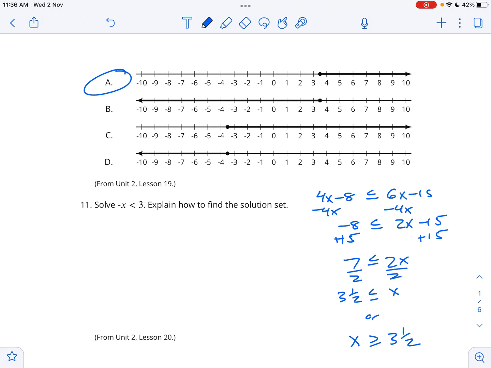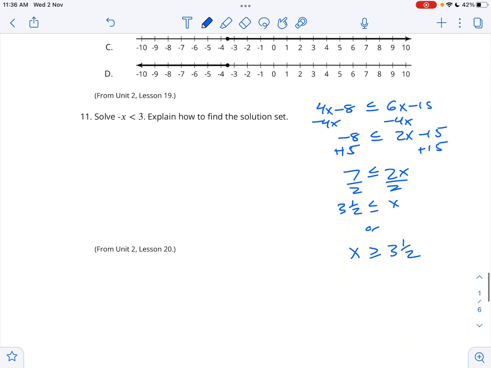Last one, 11. Solve negative x is less than 3. Explain how to find the solution set. This is kind of a fun little tricky problem that I know a lot of people mess up on. So negative x is less than 3. There's different ways you could do this. I would probably solve it by isolating the x.